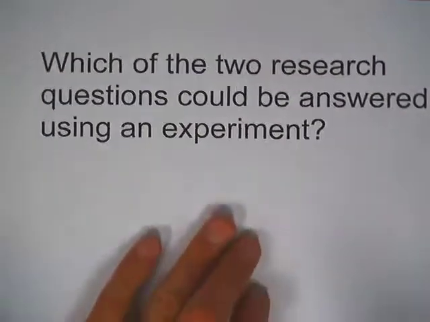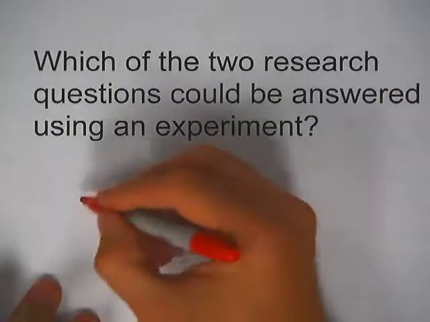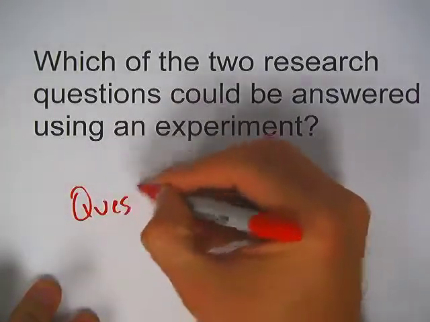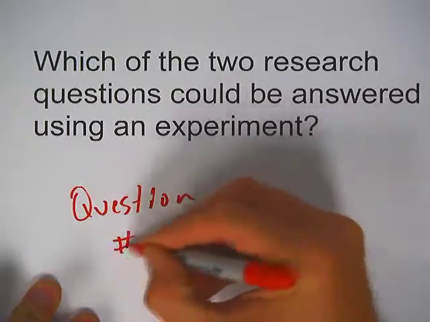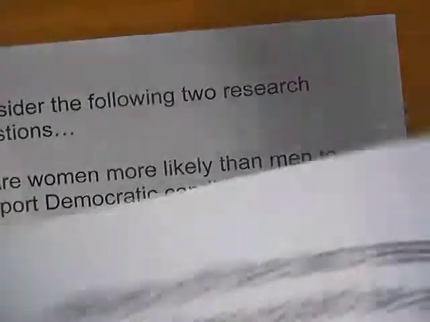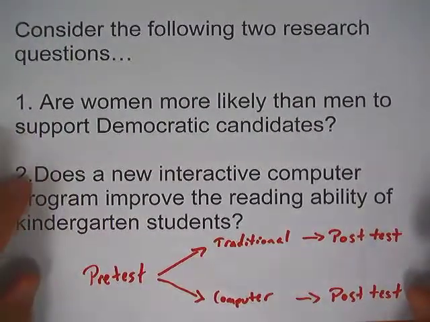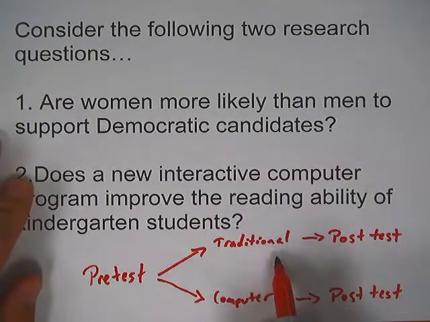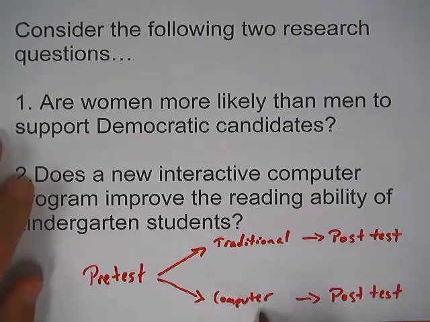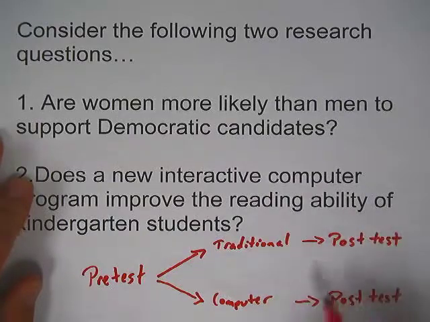So which of the two research questions could be answered using an experiment? And that's going to be question two. So question two could be answered using an experiment because we actually imposed a treatment. We imposed either the traditional instruction treatment or the computer treatment in order to figure out which one has a bigger effect on the reading ability.